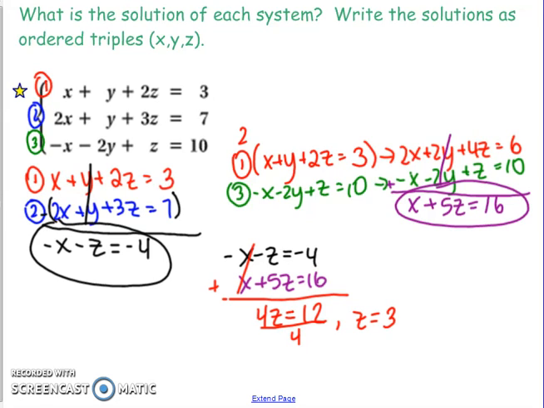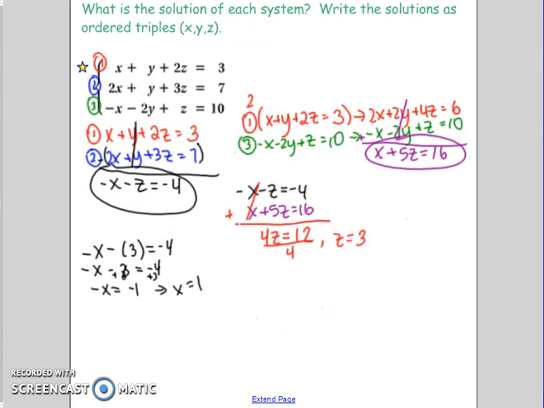So I know that z is 3. So now I'm going to go back to either of my 2 circled equations and plug z in. So I'm going to use the first one, the black one that I circled. So I have -x minus z, and z is 3, equals -4. So -x minus 3 equals -4. So -x equals, if I add 3, -4 plus 3 is going to give me -1. And then I divide out the negative, and I end up with x equals 1. So now I have x, and I have z.